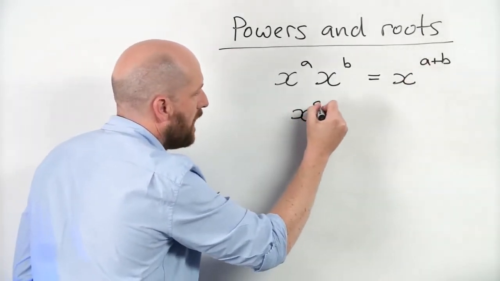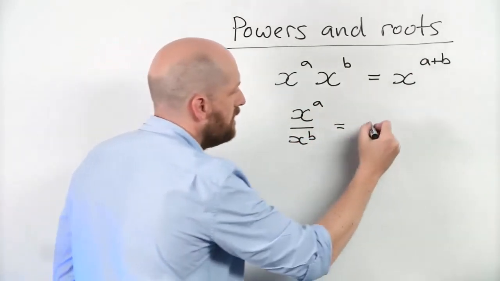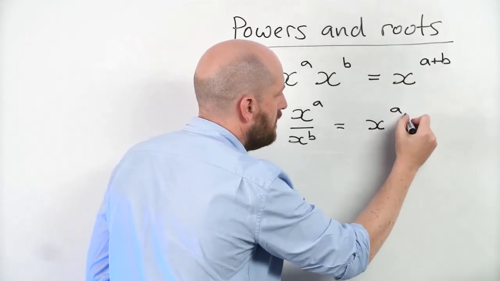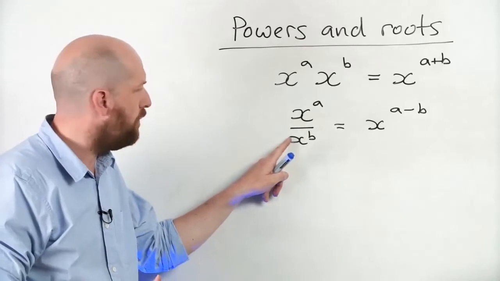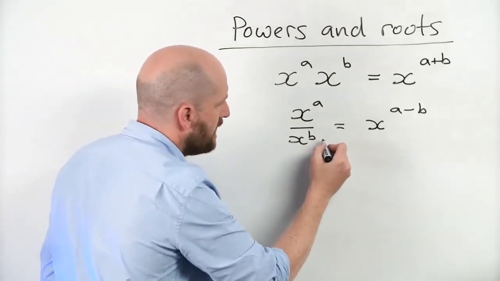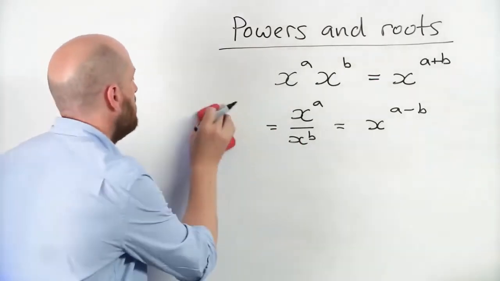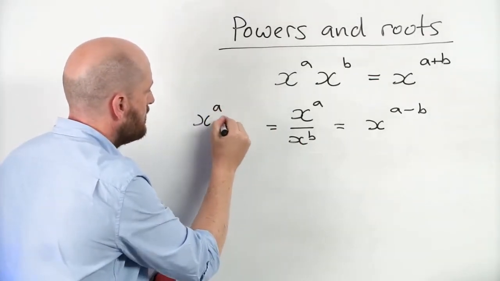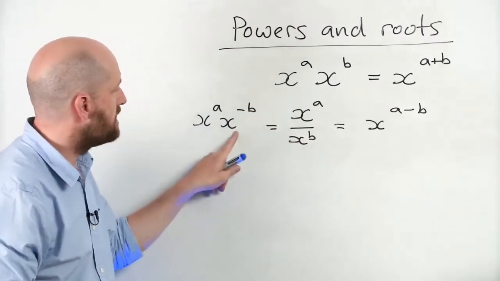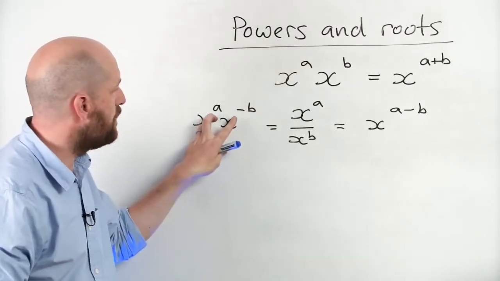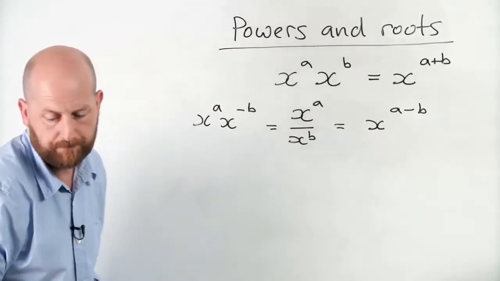Alternatively, if we have x to the power a over x to the power b, then we can simplify this to x to the power a minus b. We can actually think about this as that reciprocal before, because this really is equivalent to x to the a times x to the minus b. The 1 over x to the b here is the same as x to the minus b. And combining those two, a and minus b, using the top rule, gives us x to the a minus b.